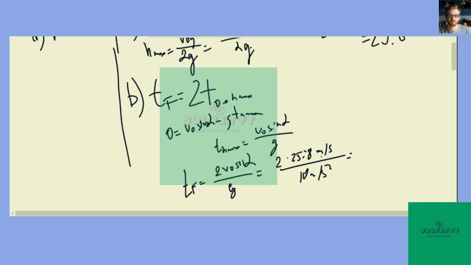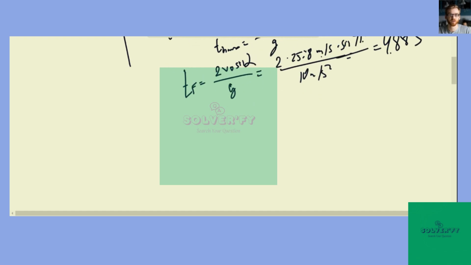Let's calculate this number. Oh, sorry, and I forgot sine of 71. Yeah, now we can calculate this number. It equals 4.88 seconds. So we've solved question B and question A. Now we have to solve question C. Here we have to calculate the range.